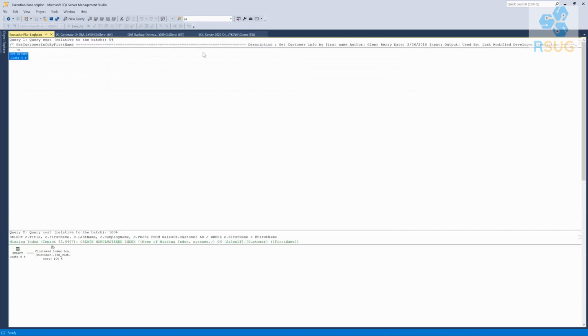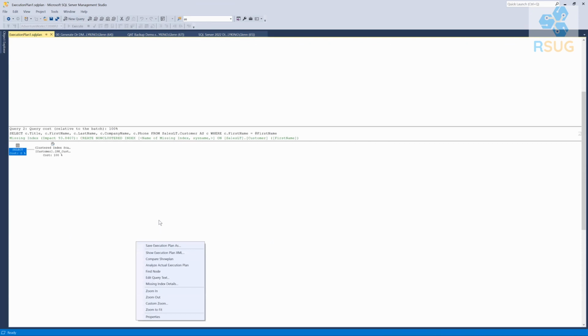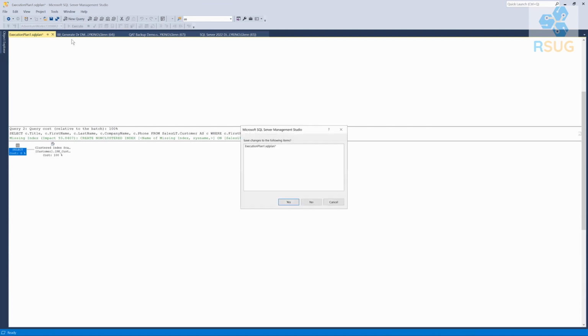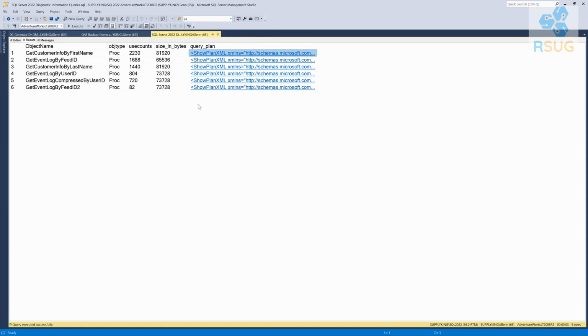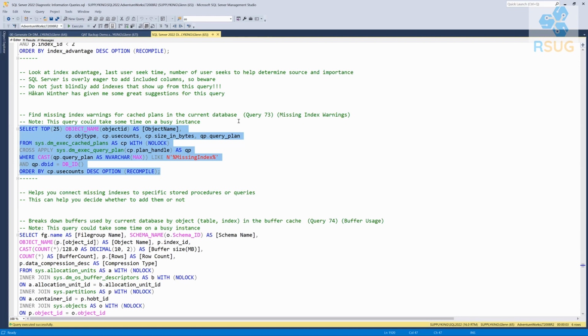And you can click on this and get the execution plan, and you can right click and get the missing index details and what it thinks about it. And you can't always believe this, but it gives you a starting point. So it's just another way of finding possible things that you can easily fix as a DBA.